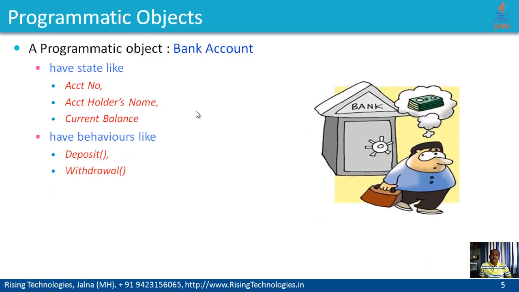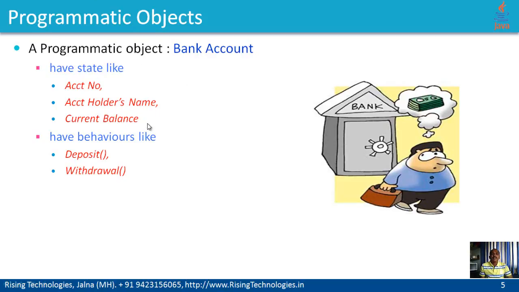Similarly, if I want to create a programmatic object and that object may represent a bank account, that object will also have some kind of state, and that object will also perform some kind of behavior. So a programmatic object that is going to represent a bank account may have some state like account number, the name of account holder, and his current balance within that account.